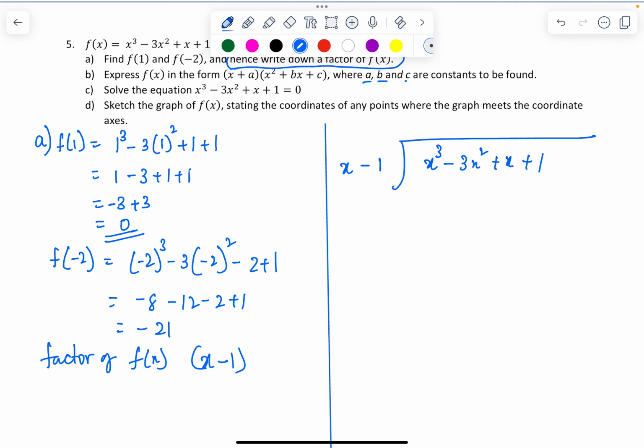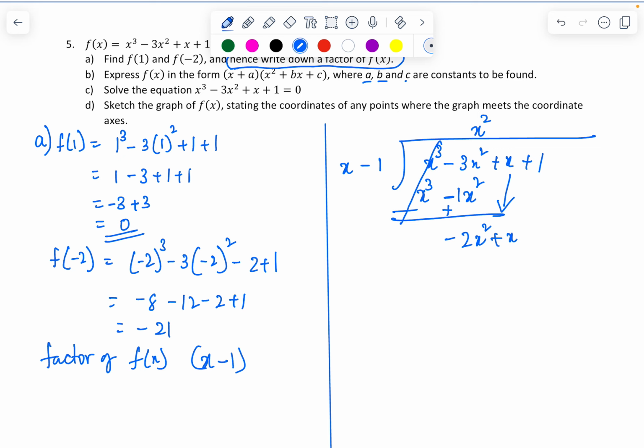X times what gives you x cubed? X times x square gives you x cubed. So x times x square is x cubed, negative 1 times x square is negative x square. I'm going to quickly do the subtraction here. Negative 3 and positive 1 gives me negative 2x square. So here the x comes down. X times what gives me negative 2x square? So x times negative 2x is negative 2x square, negative 1 times negative 2x is positive 2x.